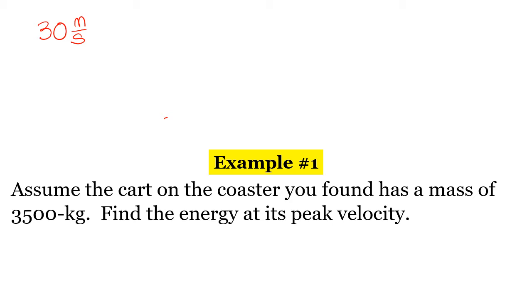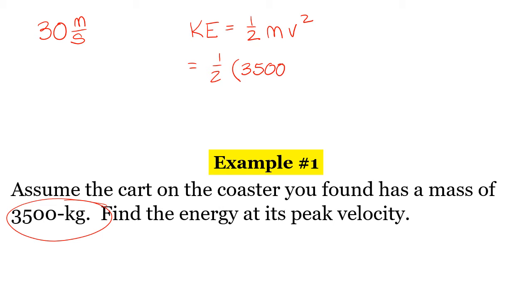So the equation that we're going to use is KE equals 1/2 mv squared. So looking at what we need to multiply by 1/2 times the mass. In the question, it tells us our mass is 3,500 kilograms. And we're going to multiply that by the 30 meters per second. And then we're going to square that. So when we multiply this out, we get a very large number.